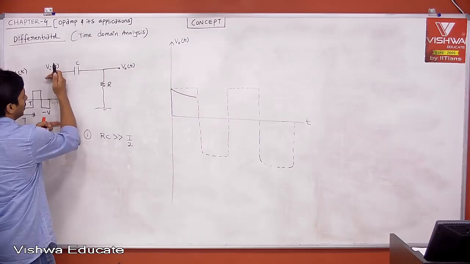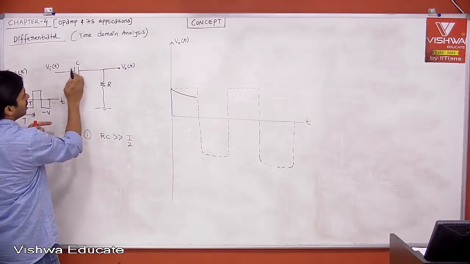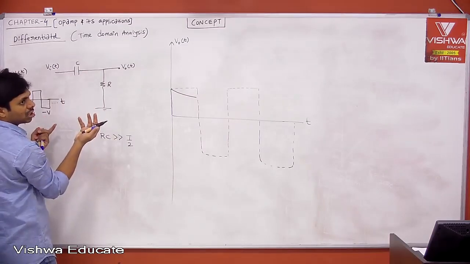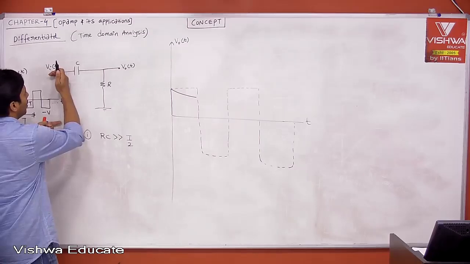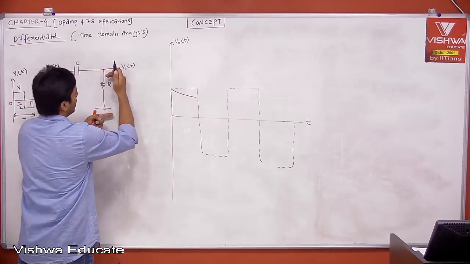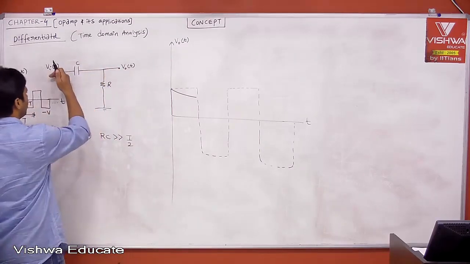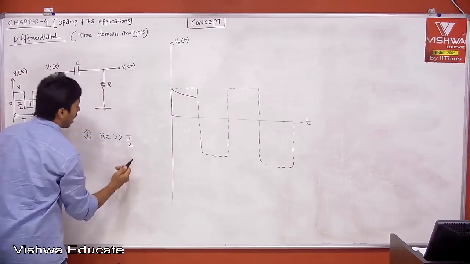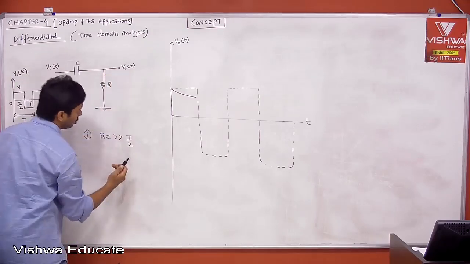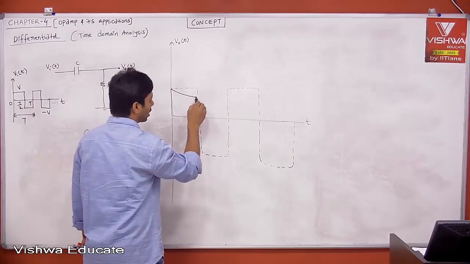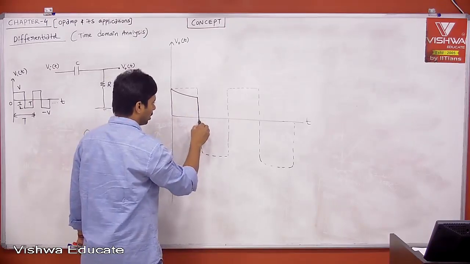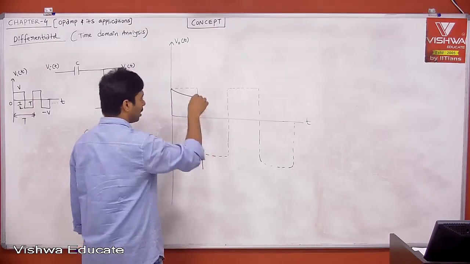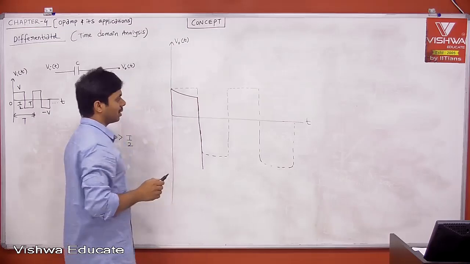Whatever change you have seen at the input, there is no change in the capacitor because voltage across the capacitor cannot change instantaneously. Then whatever change you have at the input, the same amount of change you can see across the resistor. But here input is decreasing from plus V to minus V, so your output also will decrease, and from there it will have a 2V step.